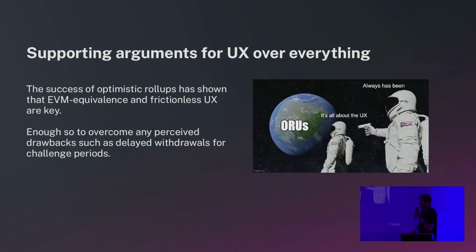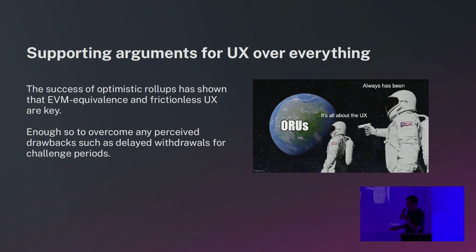Okay, now I just laid out some different components. I'd like to provide some supporting arguments for these beliefs. So the first one, supporting arguments for UX over everything. I find the success of optimistic rollups has shown that EVM equivalence and frictionless UX are key, right? Optimistic rollups have 80+% of the market right now. Obviously, they've been around longer, but enough so to overcome any of the perceived drawbacks, like the long delay periods to wait for the fraud-proof window.